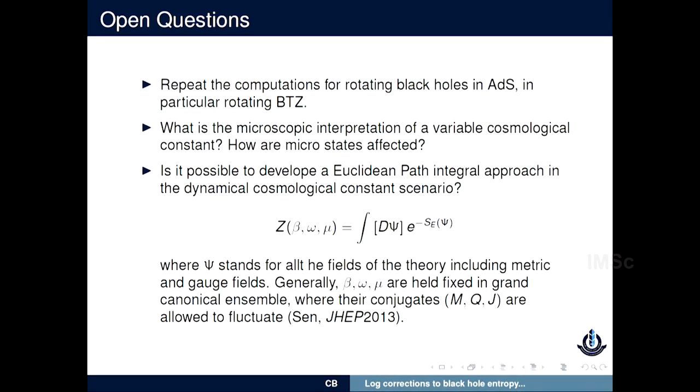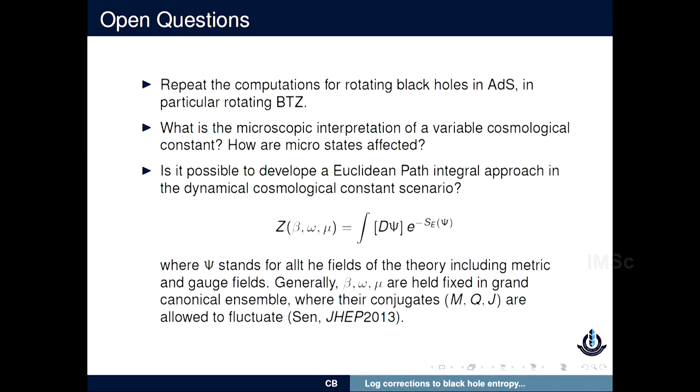Okay, so I'll end with some open questions. The idea is that the computation of logarithmic corrections to entropy can be set up very nicely in a new situation, where apart from thermal fluctuations, you also have fluctuations in the volume. But the computation should be repeated for rotating black holes, and in particular the rotating BTZ black hole.